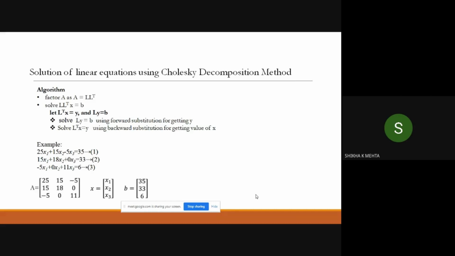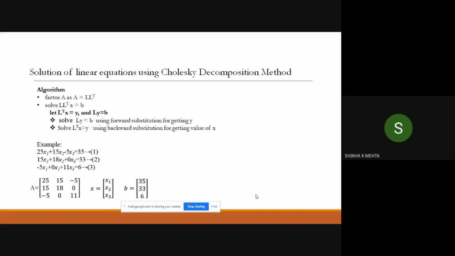Now let us assume that L transpose of X is equal to Y. So finally we get L of Y is equal to B. Now let us solve. Again we have reached simple equations where we have the new formula: Ly is equal to B, using forward substitution to get Y, and L transpose of X is equal to Y, using backward substitution to get the value of X.